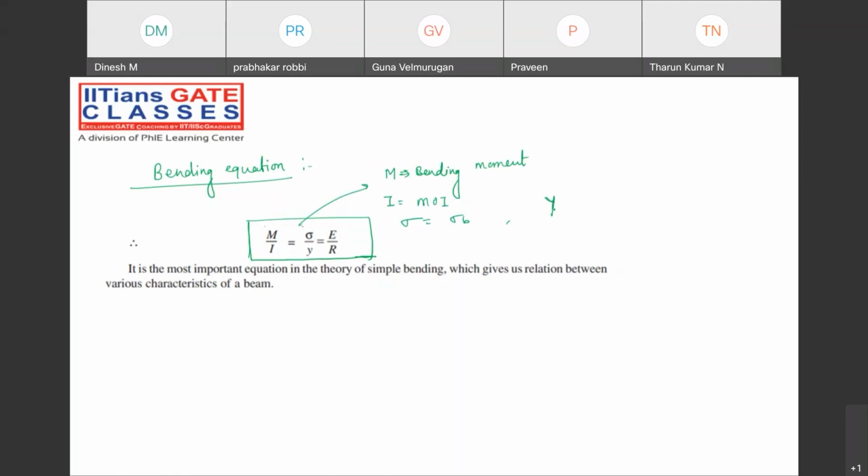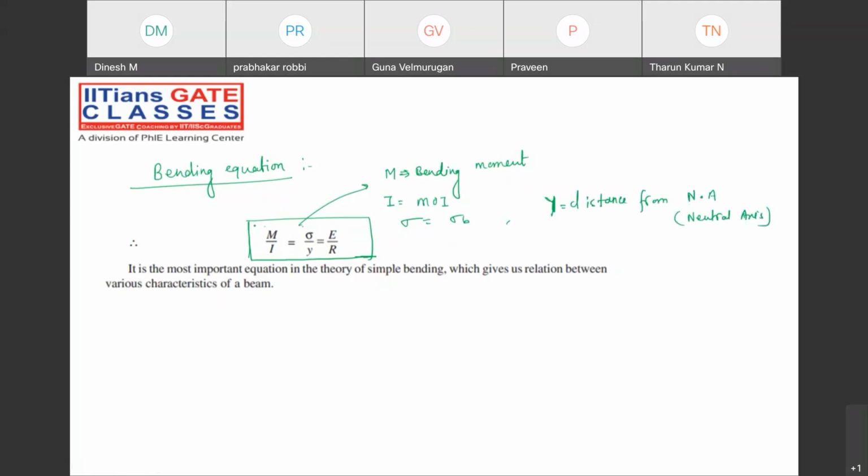Y is nothing but the distance from what? Tell me, guys. Very important. Y is nothing but what? Distance from the neutral axis. Perfect.